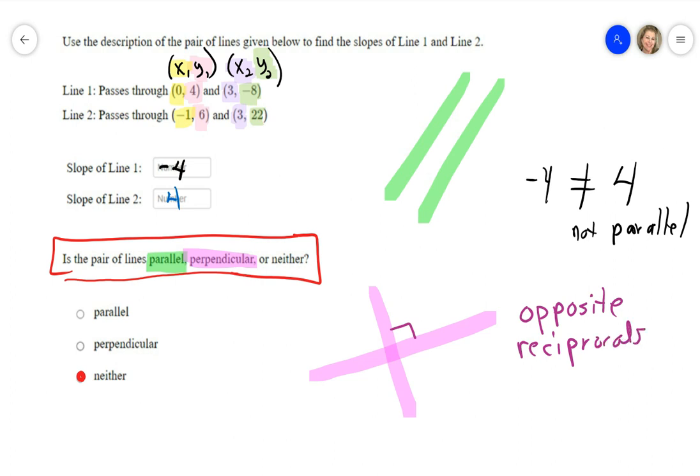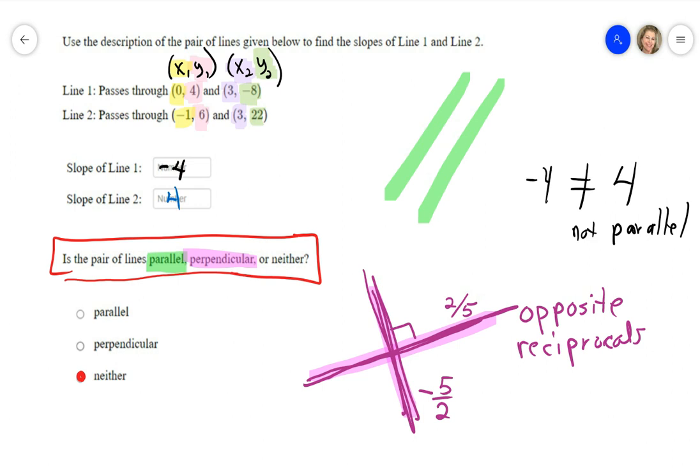For example, let's say that the slope of this line, that's going uphill, has a slope of 2/5. Well, this line obviously has to be opposite because this line's going uphill, that's positive. So this one has to be going downhill, that's negative. And then it's going to be the reciprocal of 2/5, that would be 5/2.